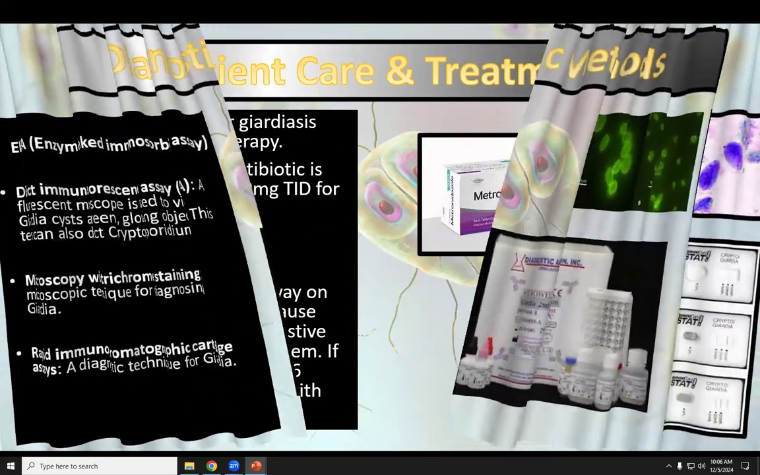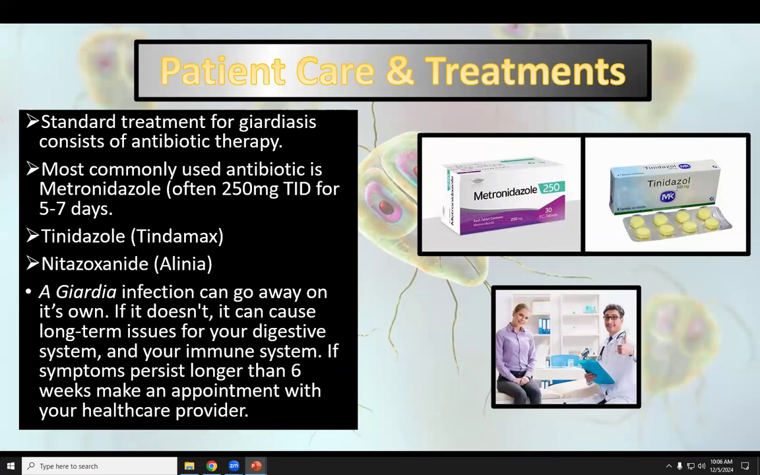Patient care and treatment. The most common treatment is antibiotics. Metronidazole is the most common one used, and then also tinidazole is used. And if it doesn't go away on its own, because it can, but if it doesn't go away after 6 weeks, then the internet said to seek medical treatment. I'm not a doctor, so I can't really say that.